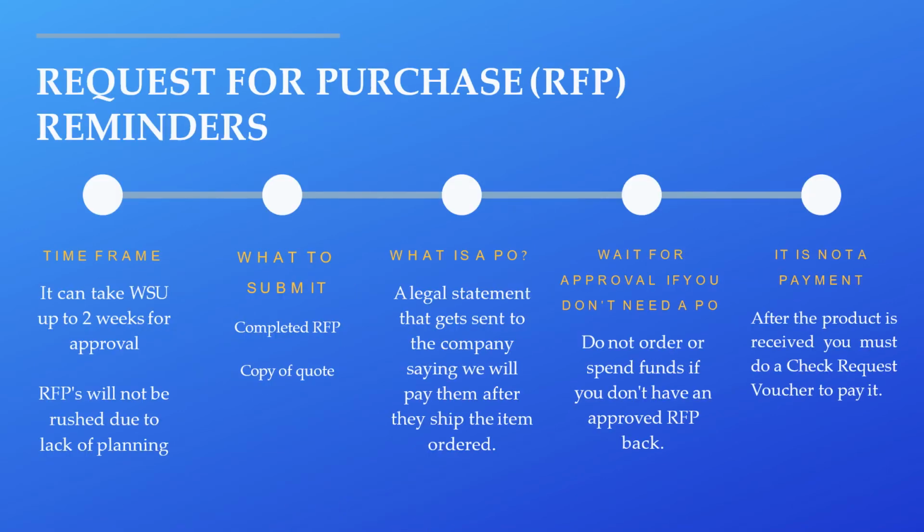There are a few important details you should know before submitting an RFP. First, it can take Worcester State up to 2 weeks to get approval. This means that you should plan in advance. RFPs will not be rushed due to lack of planning. Second, you can complete the new online request for purchase form. When you do that, please include a copy of the quote or a screenshot of your shopping cart so that we know what needs to be ordered.